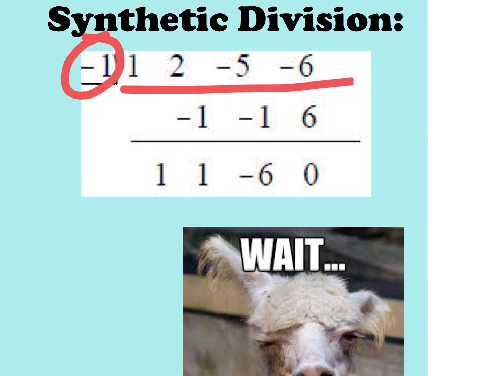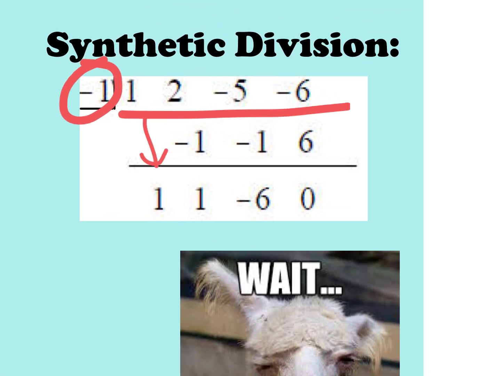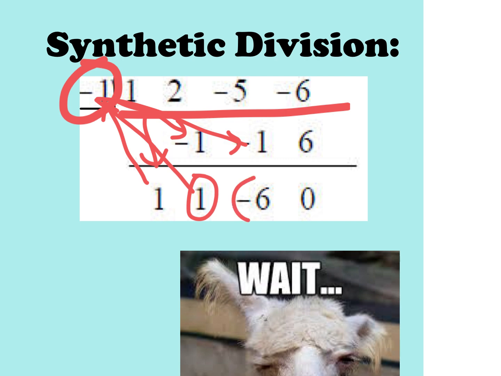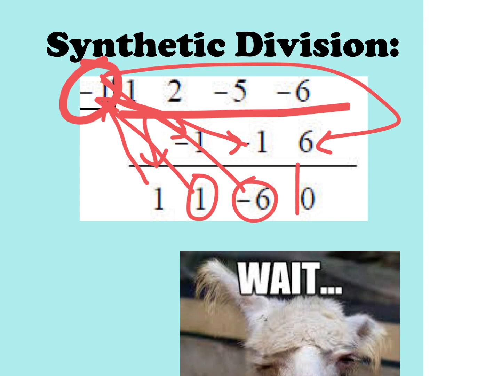So if you do it here, notice, drop it like it's hot. The first step is easy to forget. Then it's multiply. That times that gives you this. Then you add them straight down, and you get this. Then you multiply it again, and you get that. Add them straight down, and you get this. Multiply with this. Goes right there, zero remainder.